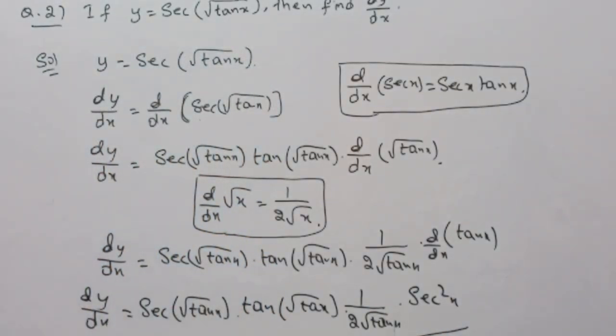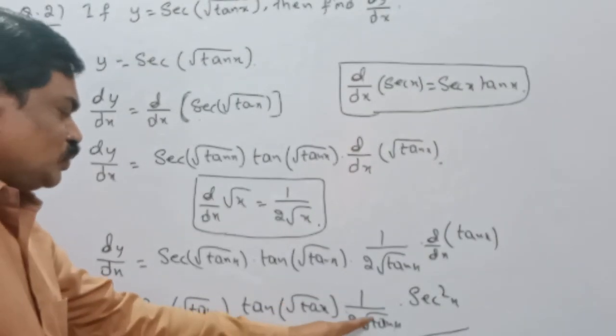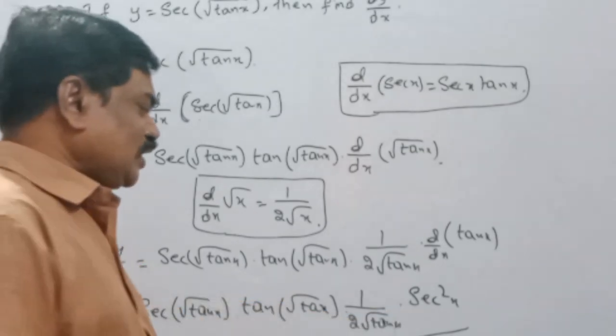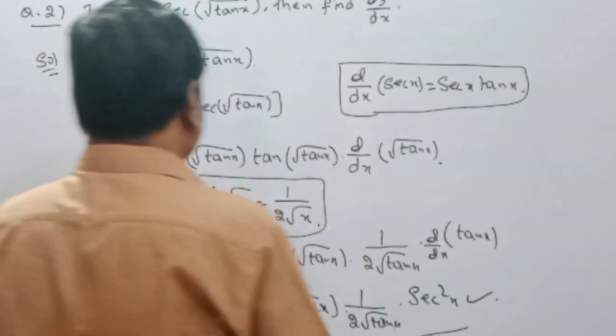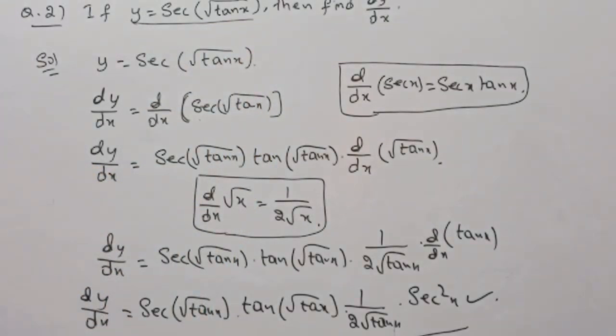The derivative of tan x is secant square x. So what is dy by dx? dy by dx is equal to sec of root tan x, tan of root tan x, into 1 by 2 root tan x, into secant square x. This is the derivative of y is equal to sec of root tan x. Okay, all of you. That's all.